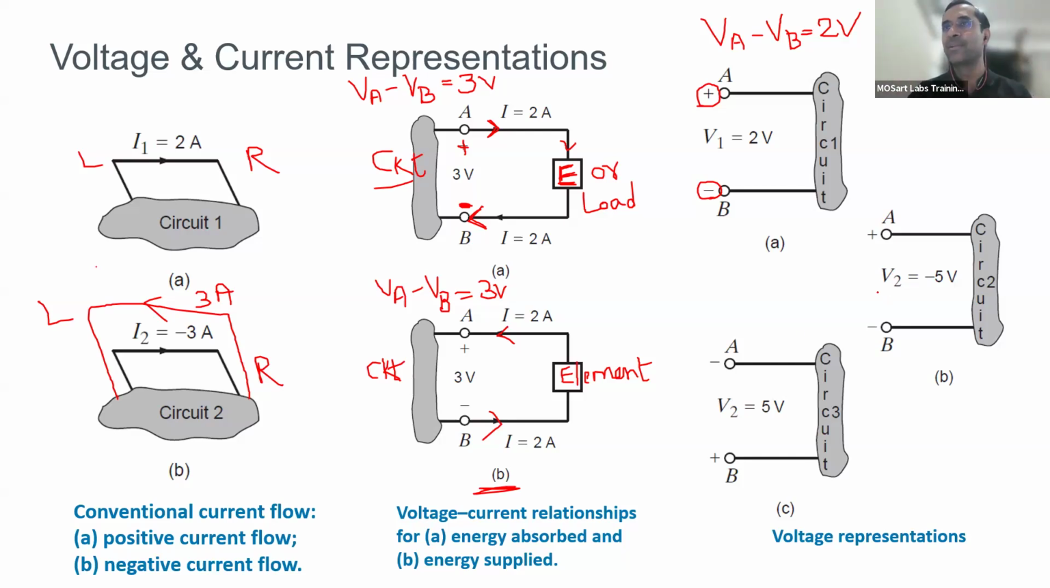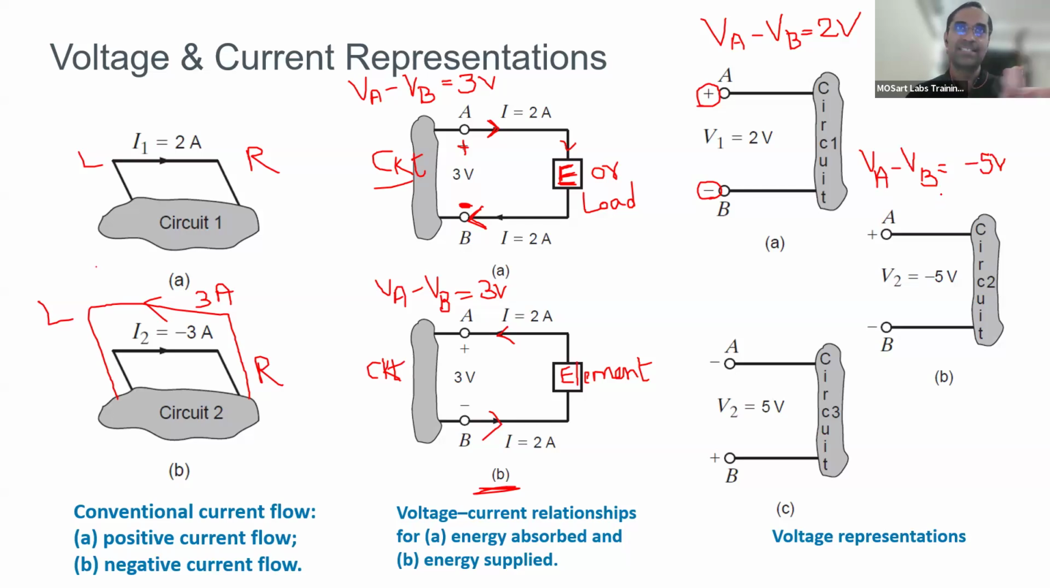Okay, same thing. The second circuit, look at B. It says V2 is minus 5 volts. How do I write the mathematical expression? VA minus VB is equal to minus 5 volts. Good, very good. Let's always start with this: VA minus VB is equal to minus 5 volts. Do not start with VB minus VA.